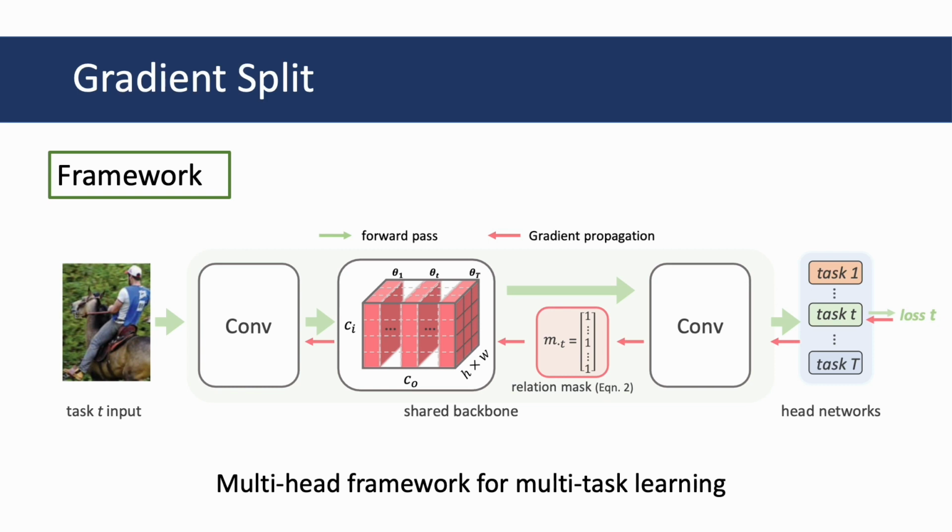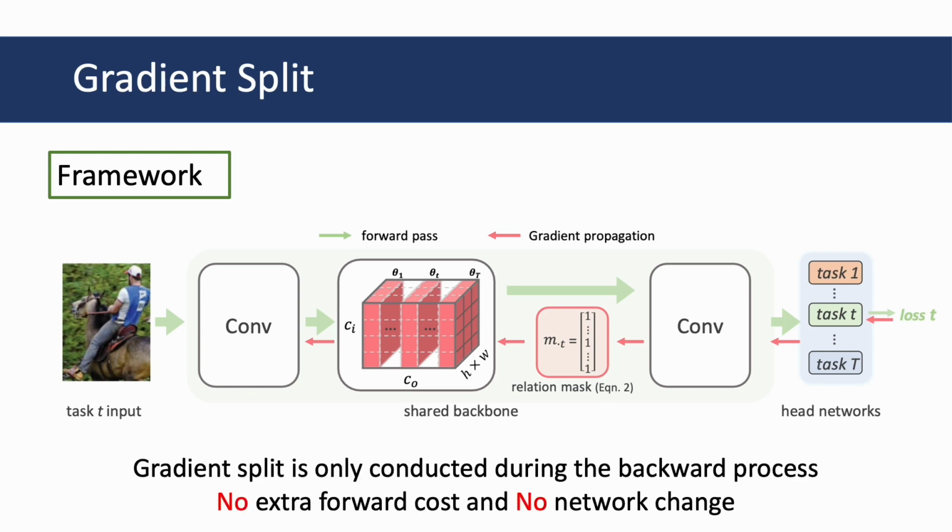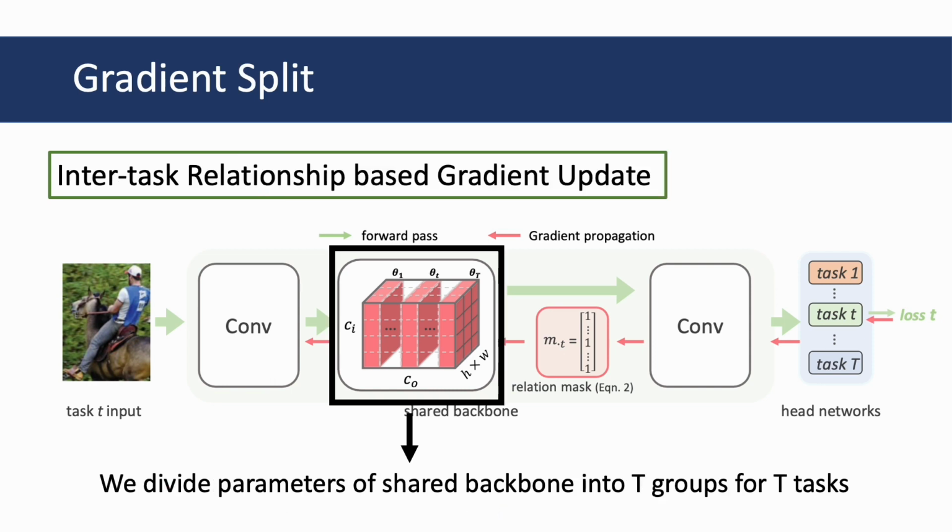Here I show the framework. We use multi-head network for learning all tasks. It has a shared backbone and multiple heads for all tasks. Note that gradient split is only conducted during the backward, so we don't have to change the network or introduce additional inference cost. To avoid task conflict, we divide the parameters of backbone into several groups.